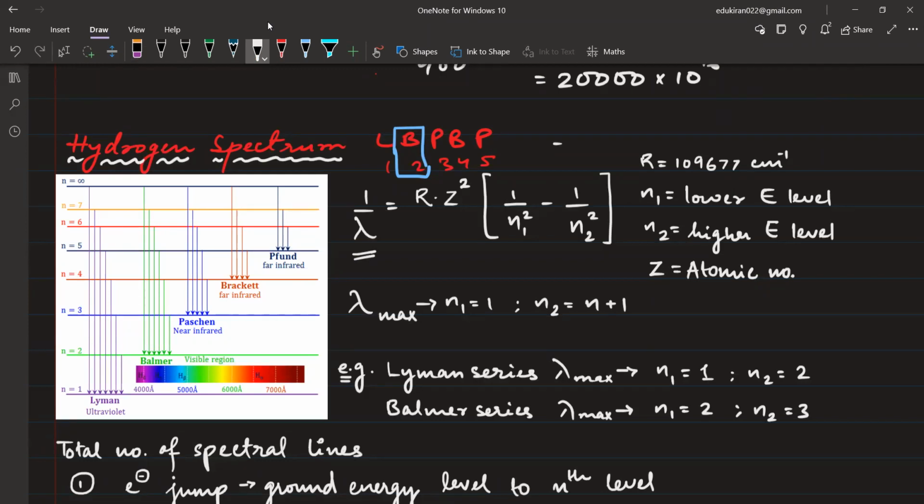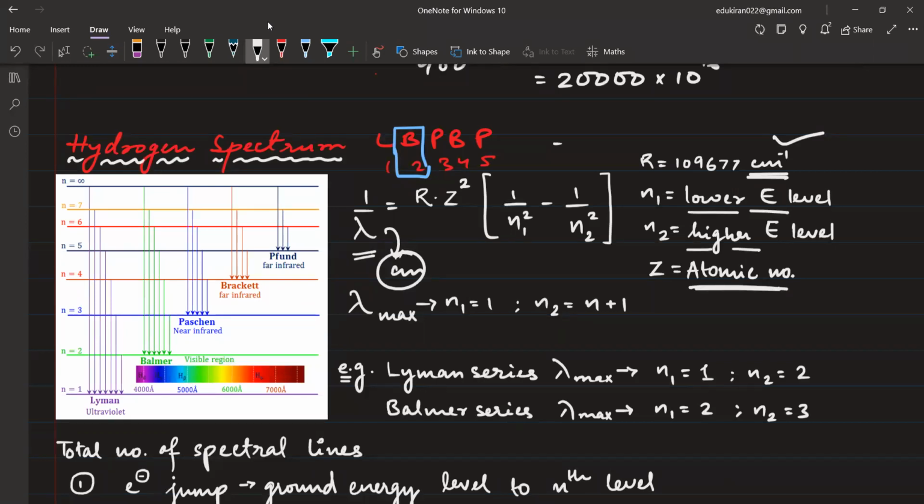R is equal to 109677 centimeter inverse. This unit is very important. Generally unit आपको wavelength का दिया रहेगा nanometer angstrom में, centimeter से आपको convert करना पड़ेगा. You will get this answer in the form of centimeter inverse. Okay, lambda का यहाँ से आंसर सेंटीमीटर में आएगा. You have to convert it to nanometer angstrom according to the options. N1 is the lower energy level, N2 is the higher energy level, and Z is the atomic number.